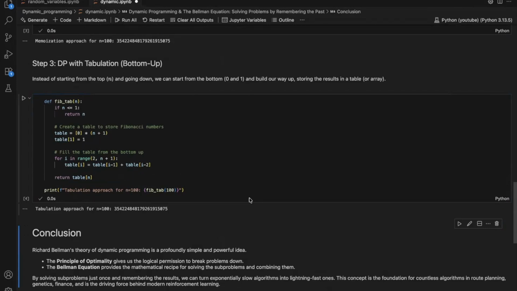So, Richard Bellman's theory of dynamic programming is a profoundly powerful idea hiding behind a slightly confusing name. The principle of optimality gives us the logical foundation to break problems down. The Bellman equation gives us the mathematical recipe, and the techniques of memoization and tabulation are the practical tools we use to achieve these massive speedups. By solving subproblems just once and remembering the results, we can solve a huge class of optimization problems that would otherwise be impossible. This idea is everywhere, from Google Maps routing you home, to AI learning to play games, to complex financial modeling.